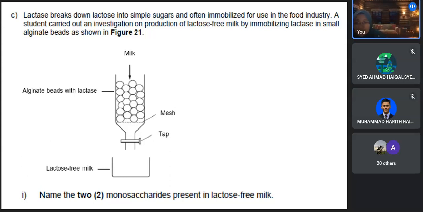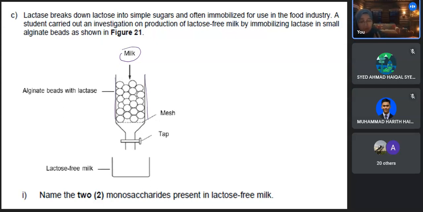Lactase breaks down lactose into simple sugar and is often immobilized for use in the food industry. A student carried out an investigation on production of lactose-free milk by immobilizing lactase in small alginate beads as shown in figure 21. Okay, so you have a container here and you fill up the container with alginate beads that you bind with lactase. Okay, lactase. And then you pour milk through this container that has alginate beads with lactase attached to it.